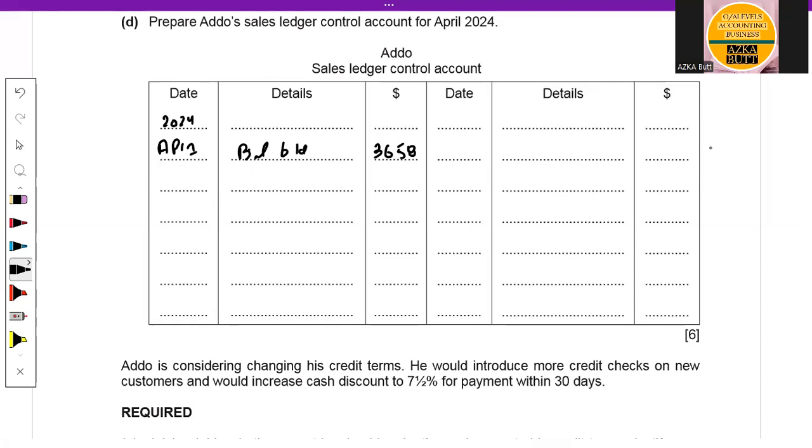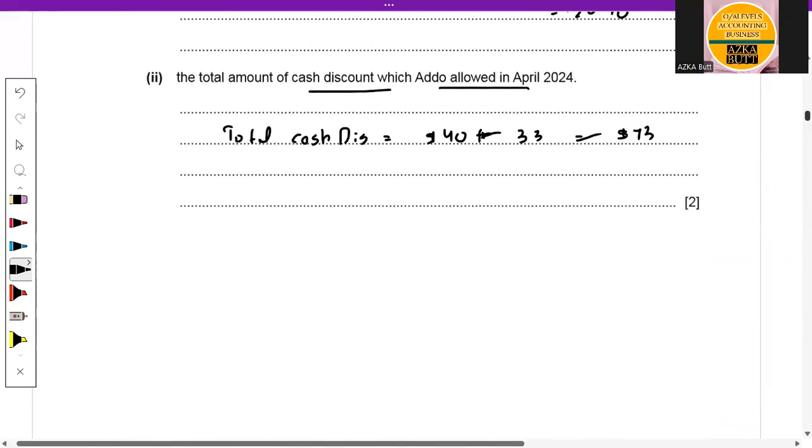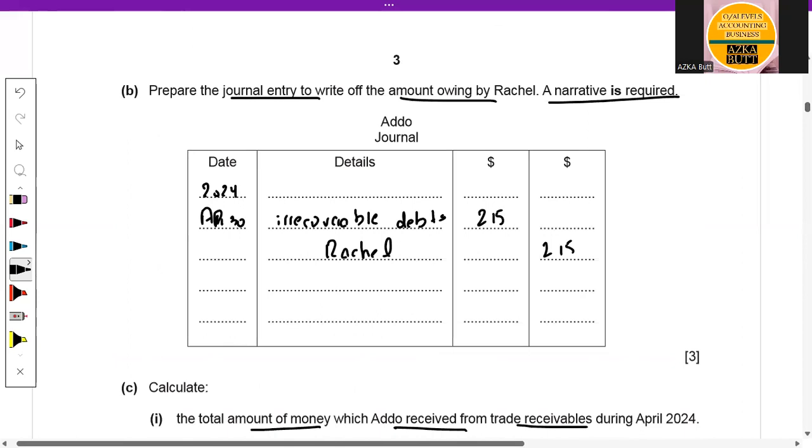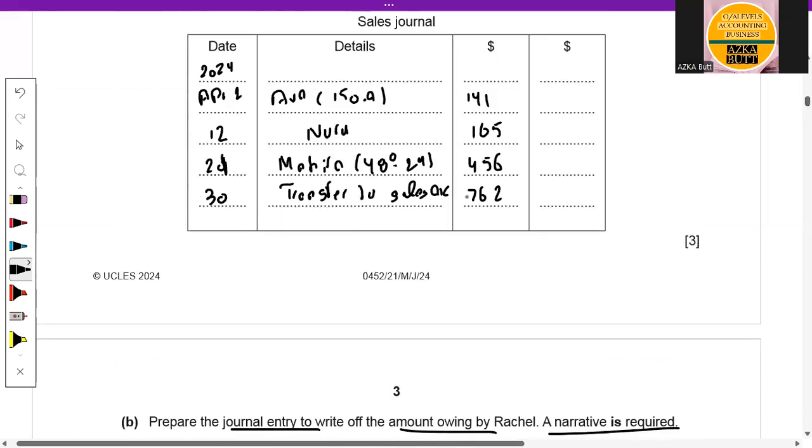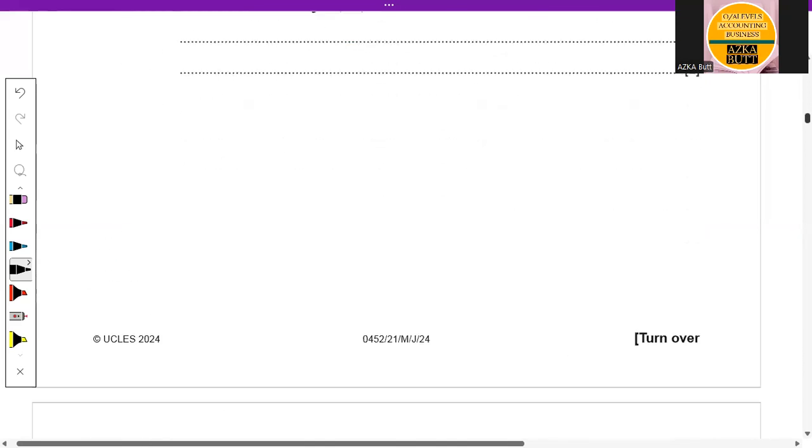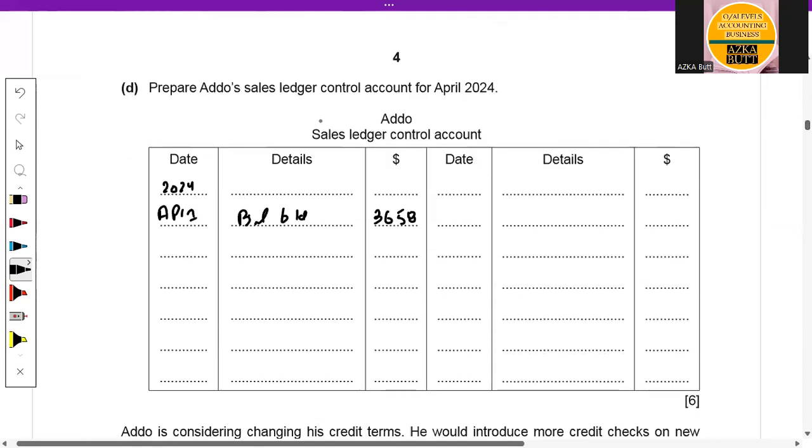After that, there are sales transferred. Just give me 1 second so I can check. Yes, 762 is transferred by the sales journal. So we have to write it here. It is the balance of 30th April sales, 762. Just give me 1 second so I can plug the charger into my laptop because its battery is going to die.